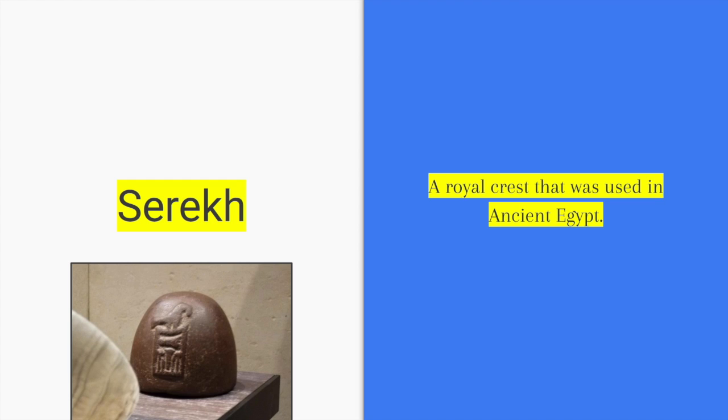And the last term we're going to use is serekh. A serekh is a royal crest that was used in ancient Egypt, and we're going to talk about this when we talk about social stratification, which is very important.